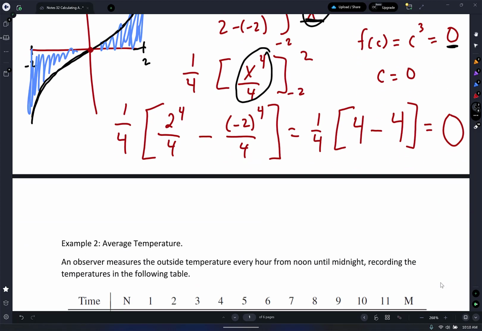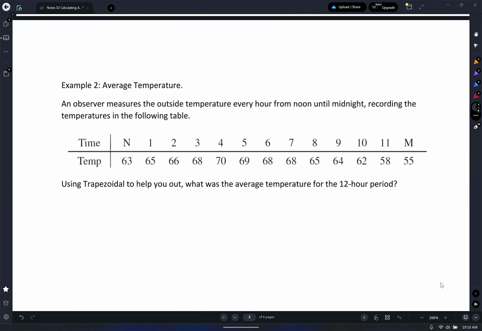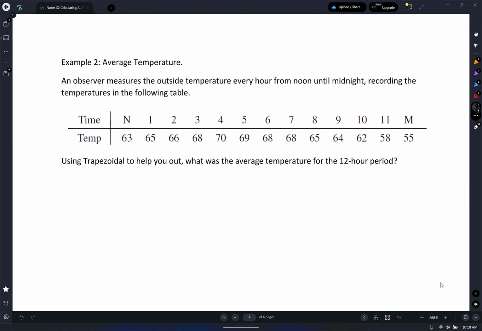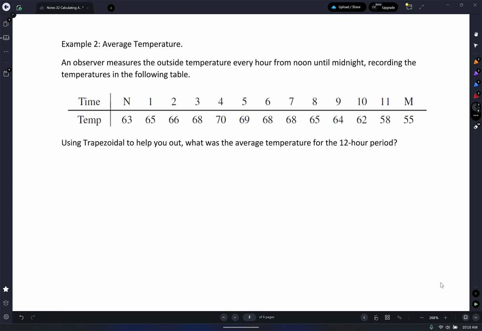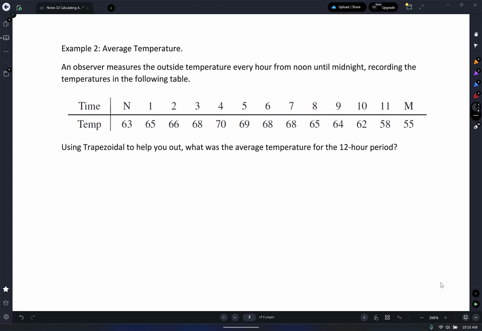All right, here we go. Let's see if we can do an application problem. An observer measures the outside temperature every hour from noon until midnight, recording the temperatures in the following table. So here it is, and it says use trapezoidal to help you out. What is the average temperature for the 12-hour period?